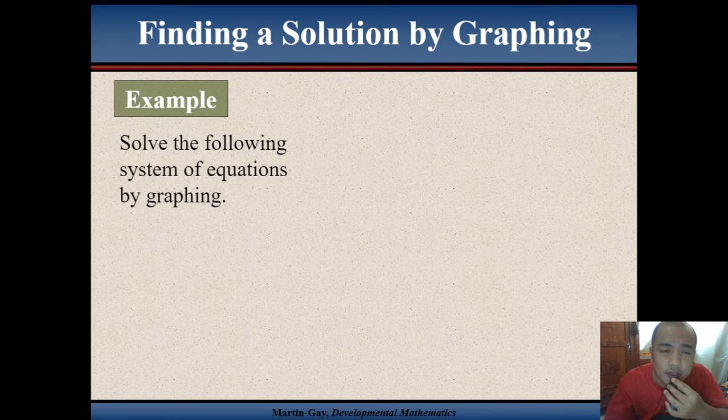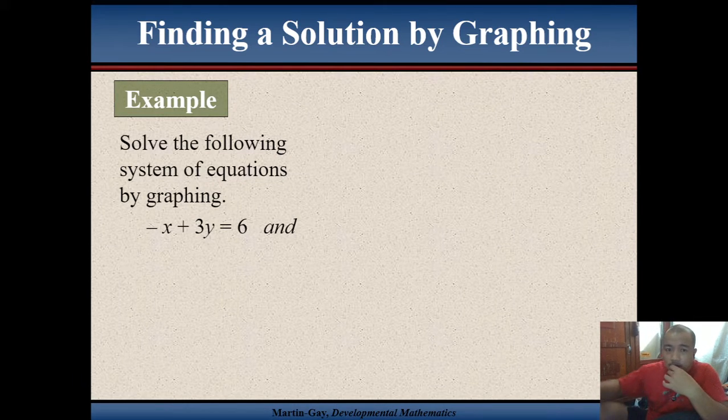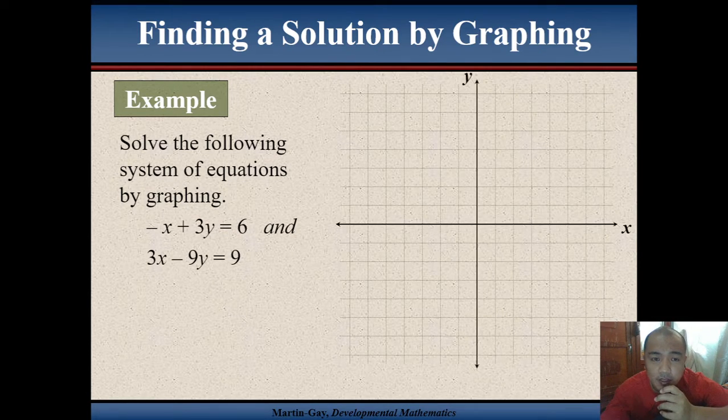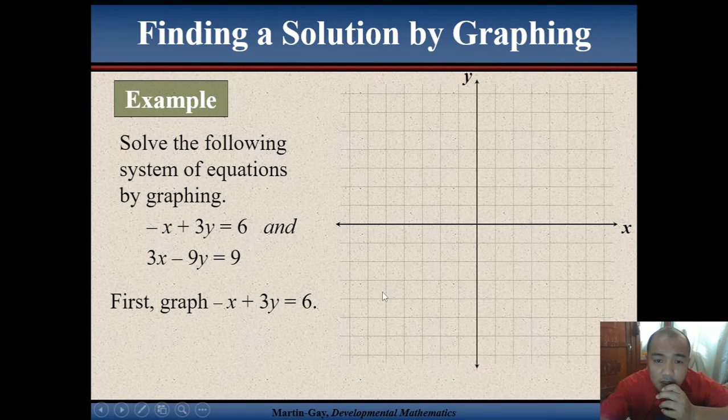Another example. Solve the following system of equations by graphing: negative x plus 3y equals 6 and 3x minus 9y equals 9. So first let us graph negative x plus 3y equals 6. X and y intercept. For the x-intercept, negative 6. For the y-intercept, 2.